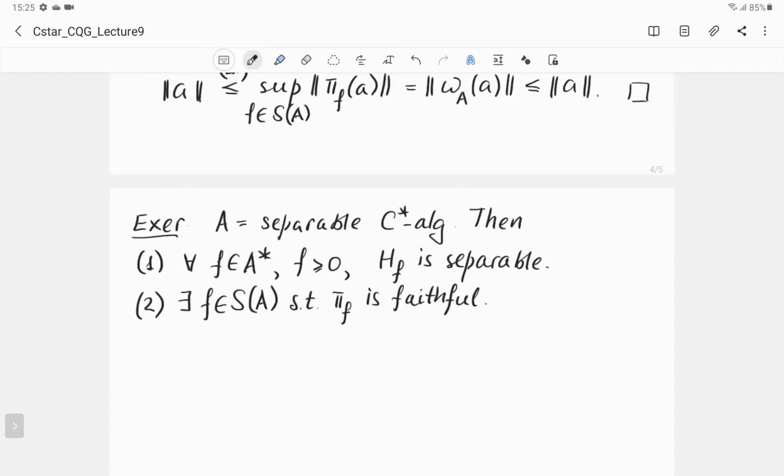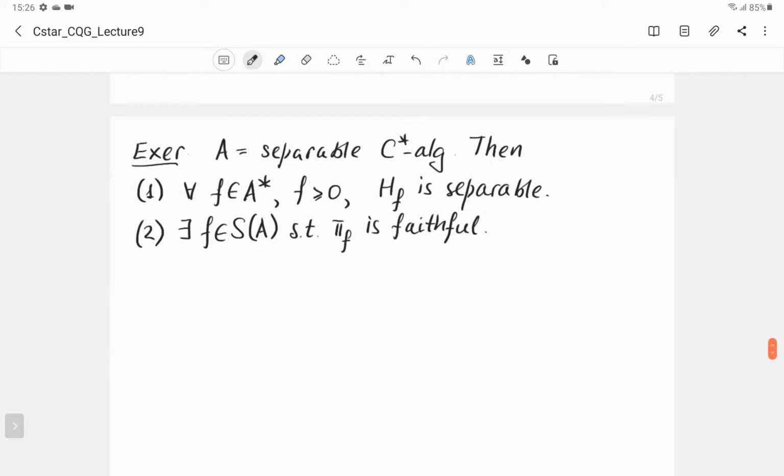A hint is that the space of states is weak star separable in this case. So F is constructed from a weak star dense subset of C of A in a certain way. Okay.